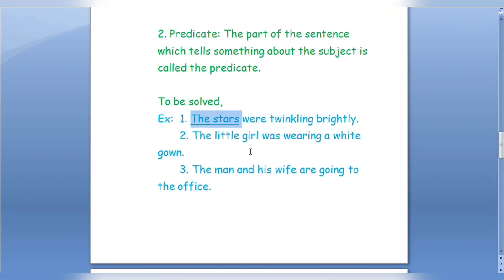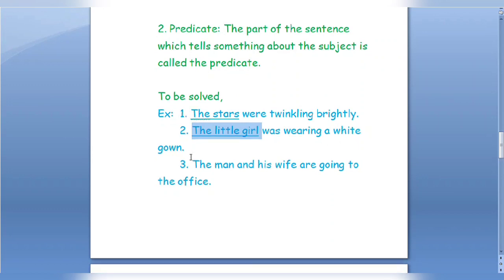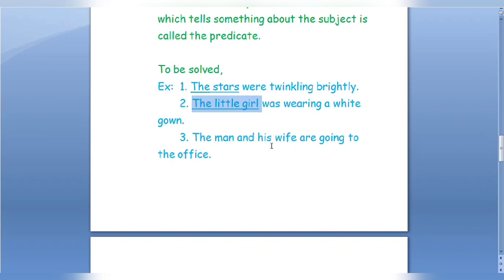Next sentence, the little girl was wearing a white gown. So it is telling about the little girl. She was wearing a white gown. So the little girl becomes the subject and was wearing a white gown becomes the predicate. Next, the man and his wife are going to the office. So now it's talking about the man as well as his wife. So this part of the sentence becomes the subject. The man and his wife. Okay. Are going to the office becomes the predicate.